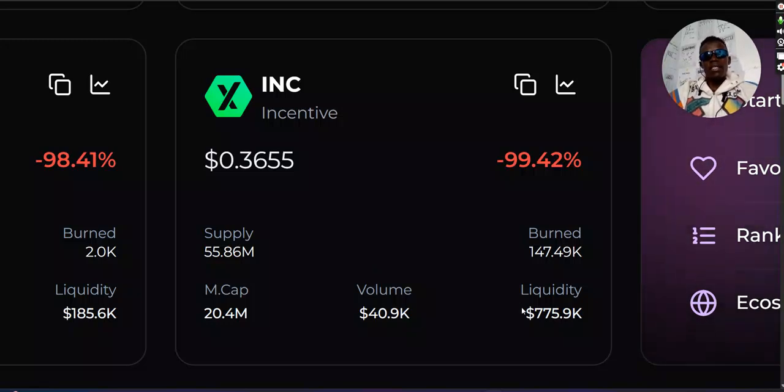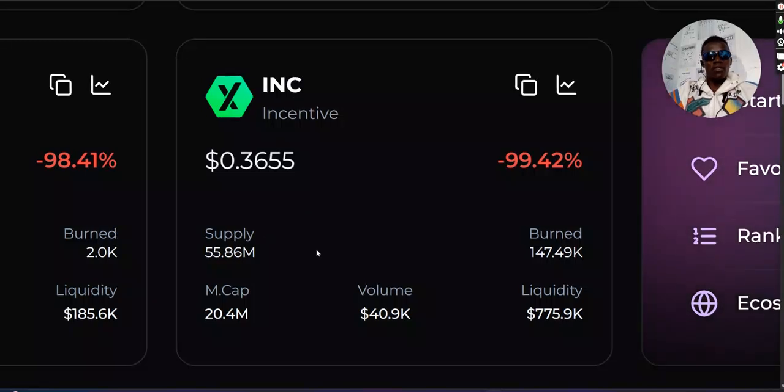You can see the liquidity is very, very little, like the supply here. You can see 5.86 million in terms of now the circulating supply of the incentive token. You can see the market cap is standing at 20.4 million, and then we have the volume at 40.94 thousand, 40.9k dollars.